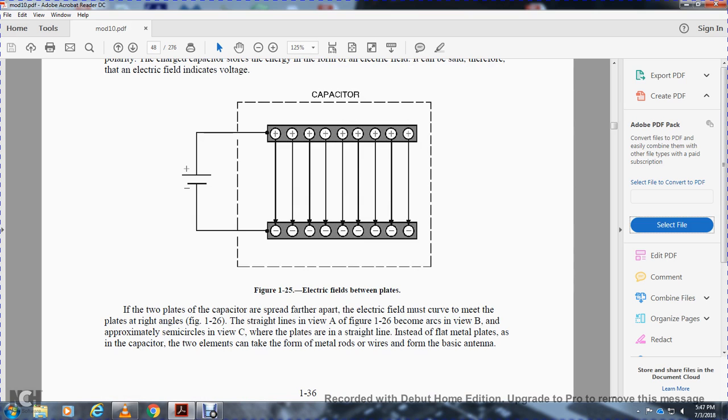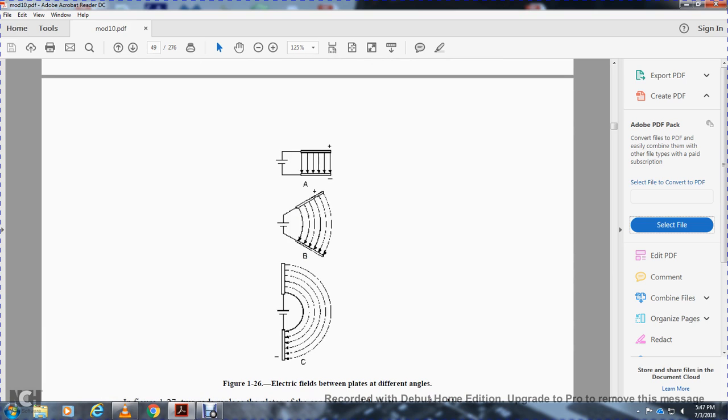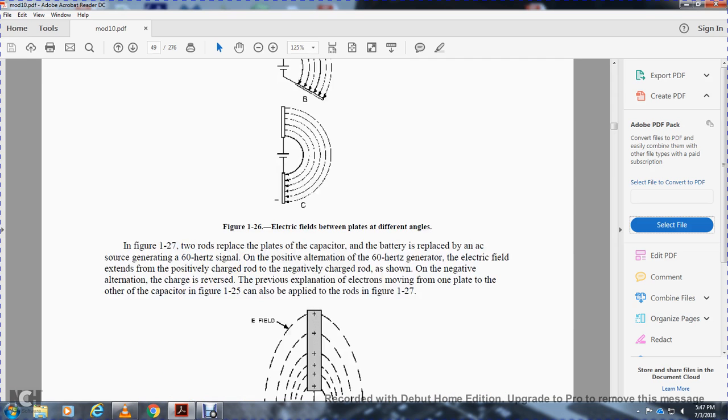Instead of flat metal plates as in capacitors, two elements formed of metal rods or wires form the basic antenna. Figure 126 shows the electric field between the different angles. In figure 127, the two rods replace the capacitor and the battery is replaced with an AC source of a 60 Hz signal. One positive alternation of the 60 Hz signal generates an electric field extending from the positively charged rod to the negatively charged rod, and the next negative alternation changes the field in reverse.